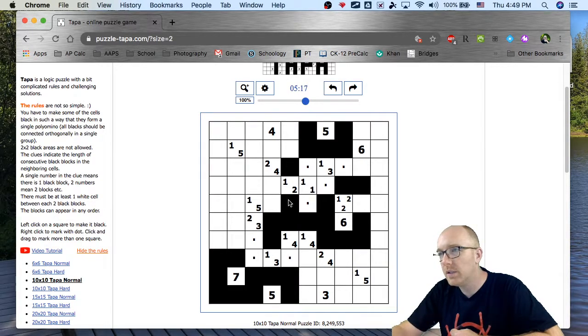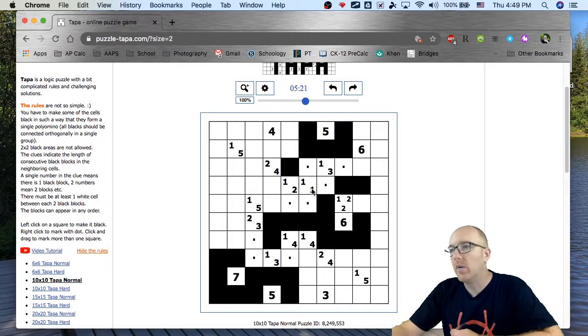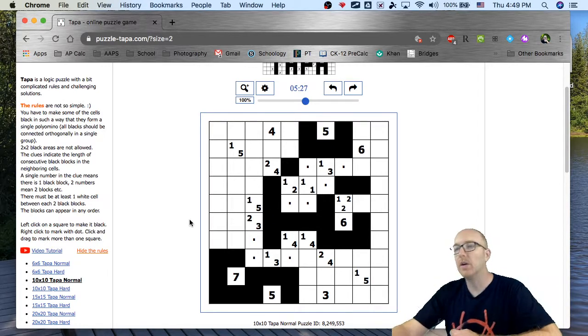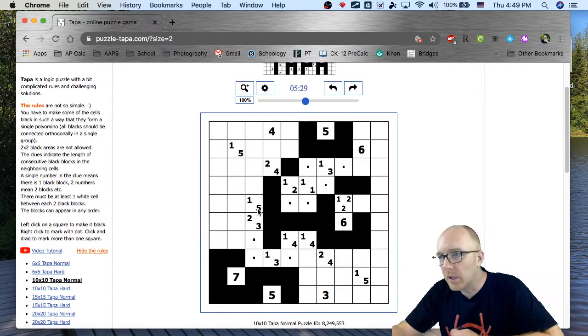Oh, you know what? This one still is a dot. I keep moving this all over the place. All right, 1 and 1 is done. This 2 is going to have to go here and here. There you go. 1 and 2. There we go. Now we're cooking with butter.